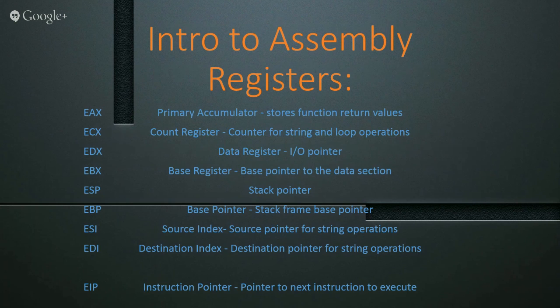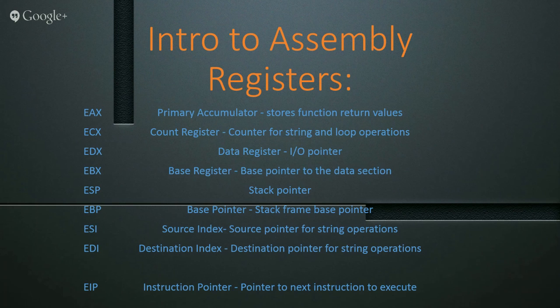So here are the registers, and this is all for x86. So that's 32-bit assembly. We're not going to touch 64-bit. That introduces a few other things. EAX is the primary accumulator. It stores function return values. ECX is the count register. EDX is the data register. EBX is the base register. ESP, as I said before, is the stack pointer. EBP is the base pointer. ESI is the source index, EDI the destination index, and EIP.